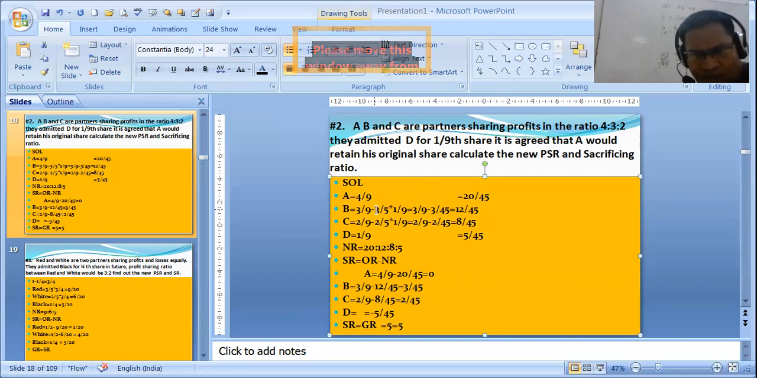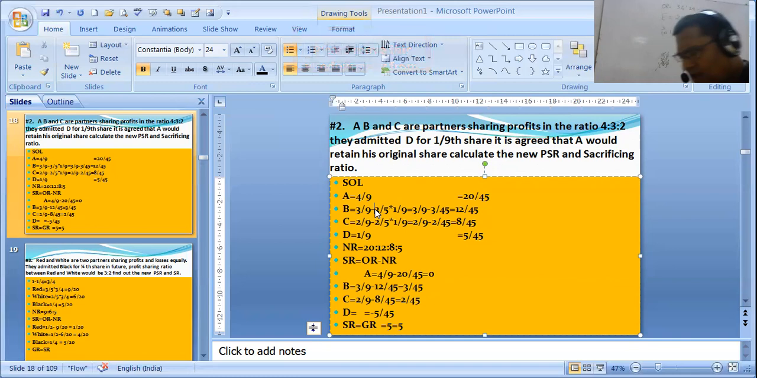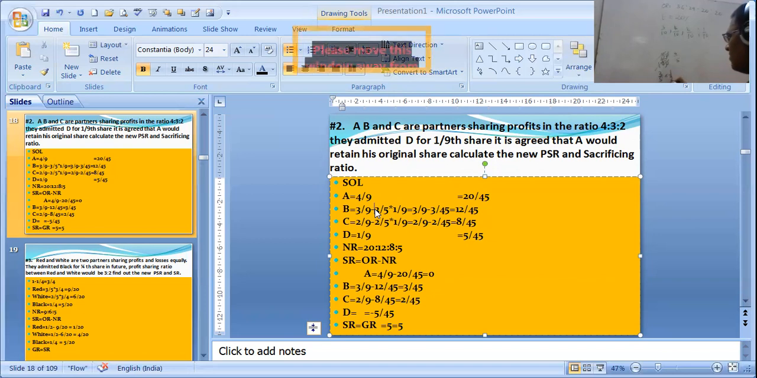So see, 3 by 5 into 1 by 9. See the board, students. 3 by 5 into 1 by 9. B is sacrificing. So how much is the sacrifice? It is 1 by 15 that B is sacrificing. Similarly, you can say 3 by 45 B is sacrificing.